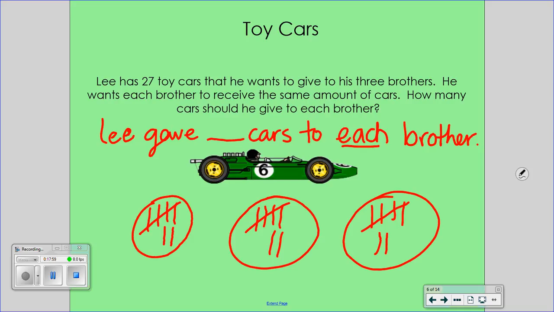22, 23, 24, 25, 26, 27. Yay, we're there. How many cards did each brother receive? We gave blank cards to each brother. 9. Each brother received 9 cards.